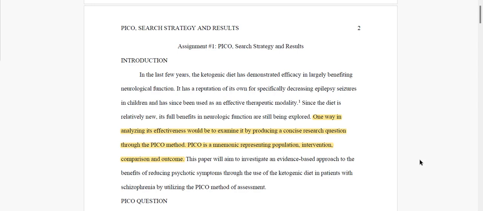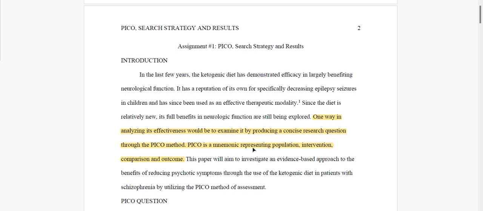And as you look at these 2 introduction sections on the sample assignments, there is some text that doesn't need to be included. I think Dr. Gambini included these here for you to appreciate the value of doing a PICO. For example, I highlighted in yellow here, if we're looking at this one way in analyzing the effectiveness would be to examine it by producing a concise research question through the PICO method. PICO is a mnemonic representing population, intervention, comparison, and outcome.